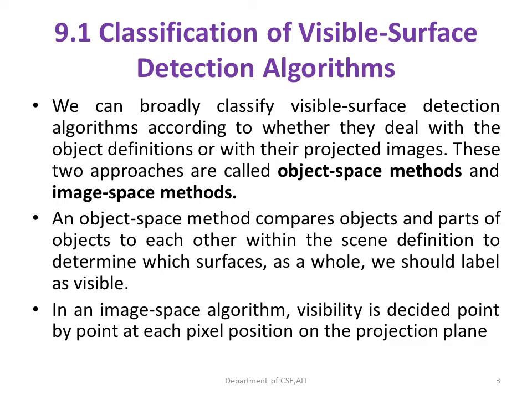But in an image space algorithm, we are going to decide based on the point by point representation of that object. That means according to each pixel, where the particular pixel is placed in the projection plane. Based on that we are going to classify them as visible or not visible. So if you are using pixel by pixel, then that is called the image space. If we are comparing the objects and their parts, then that is called an object space method.